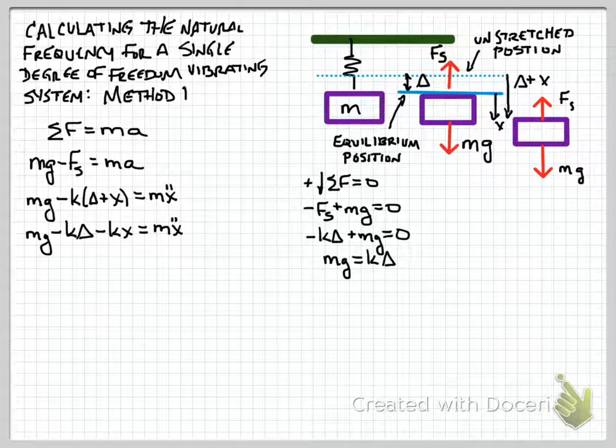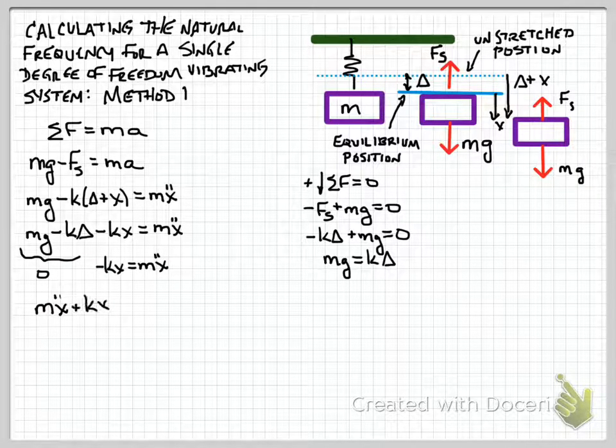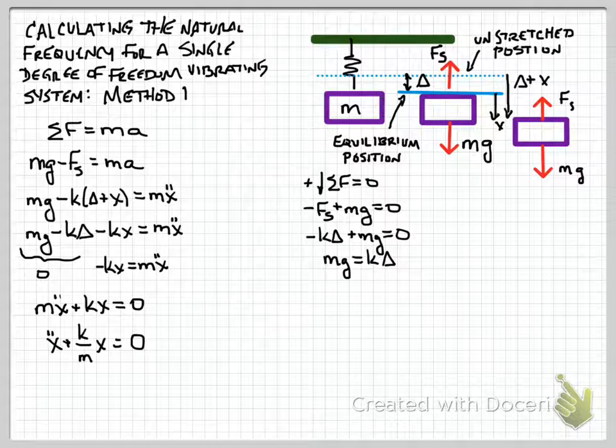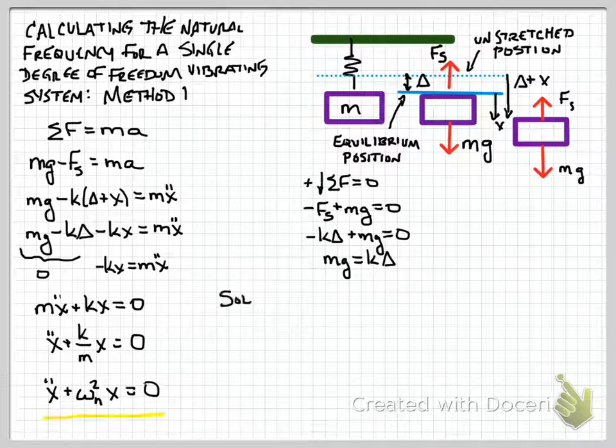But note that the first two terms are equal to each other, so those drop out, and all we're left with is minus the force of the spring equals the mass times the acceleration, or another way that we can write it out is the acceleration plus k over m times the displacement is equal to 0. And that's one of the more general forms that we'll be looking at. We're going to rename that k over m as our natural frequency squared.